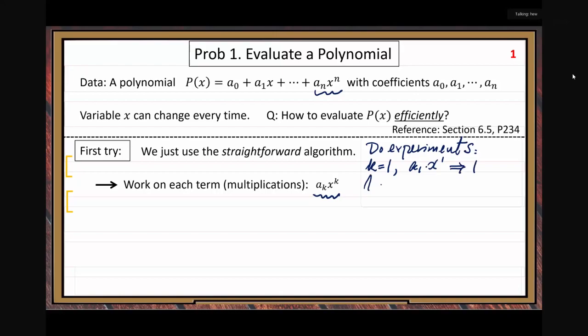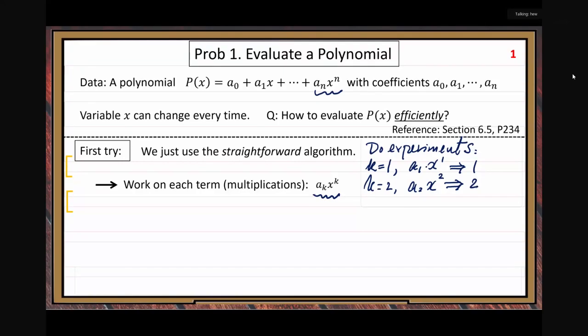When k equals 2, a2 times x squared, how many multiplications? 2. x times x is one multiplication, then the coefficient a2 times x squared is another multiplication, right? Do you need to do more experiments?